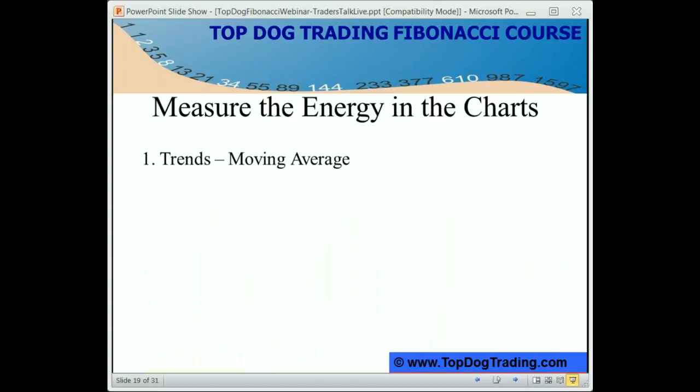Okay, so now let's get to what I promised. We've got Fibonacci and all these different cool tools and techniques that we can use. But as we saw, Fibonacci and support resistance in general, oh, by the way, let me add this.